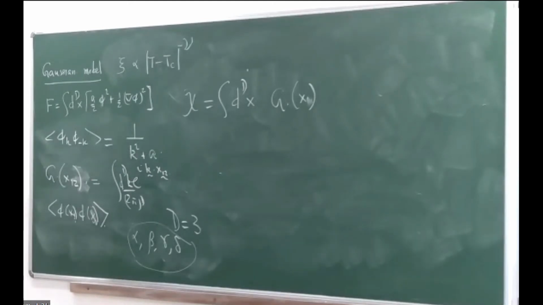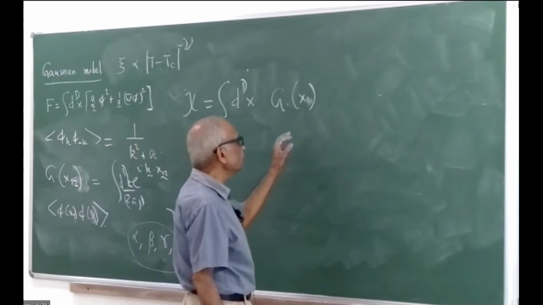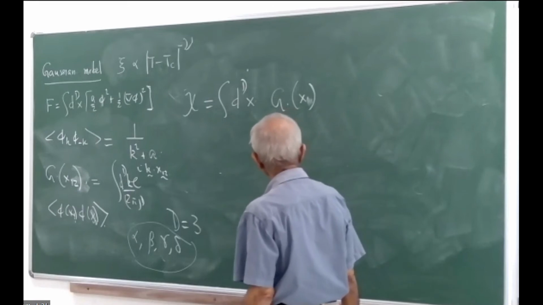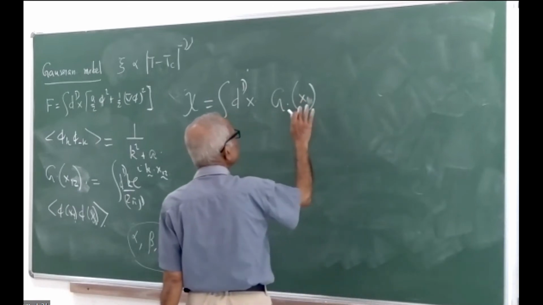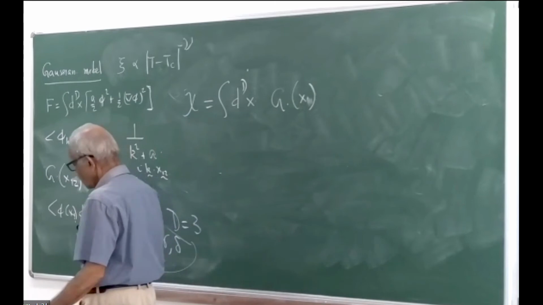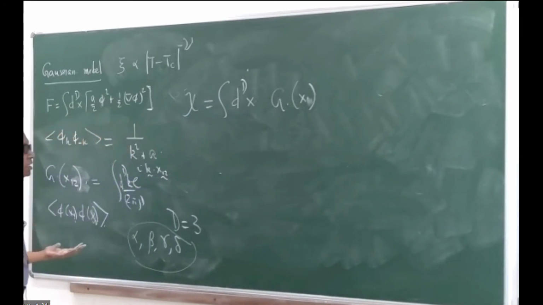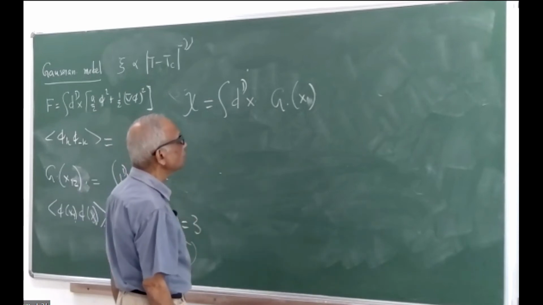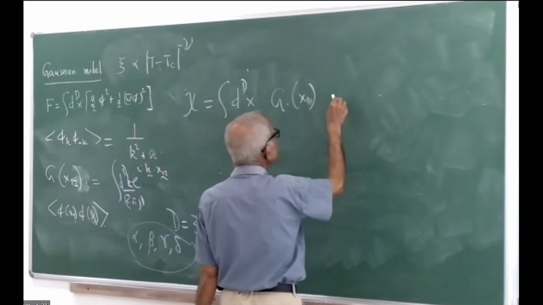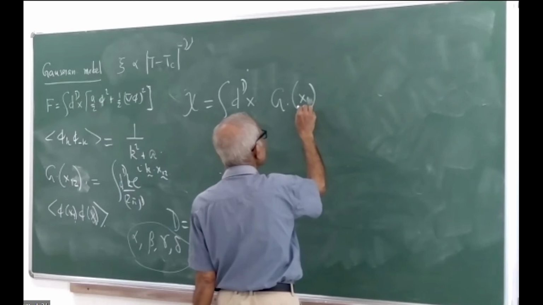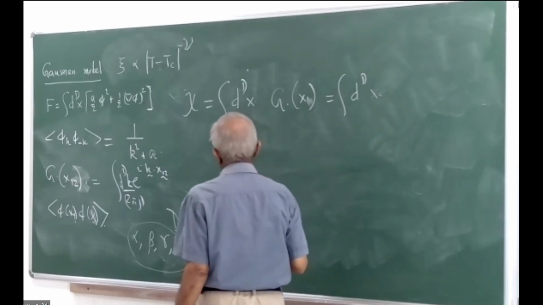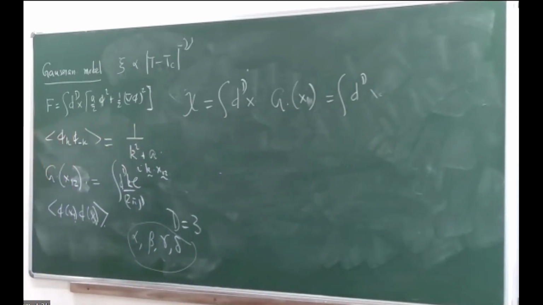G of x is a function of x over psi, and therefore g is, let's write it in this fashion, the correlation length.